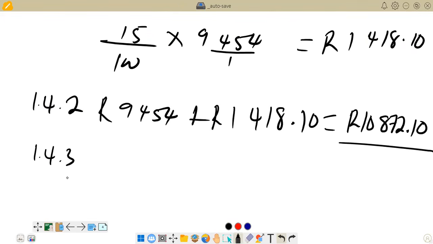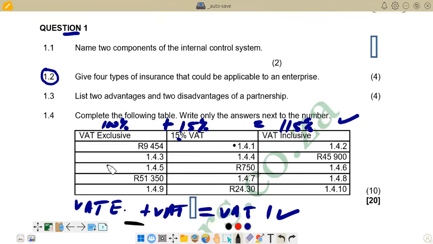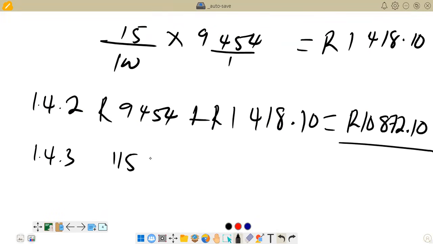Then we move on to the next one, which is 1.4.3. You can go and check the figures that we have there. 1.4.3 is here. So we have two unknowns here. This one and this one we are not given, but we are given this one. So for 1.4.3, we can use proportion. Remember, this is 100% and this is 150%. So the figure that we are given is for 150%. So we are saying 150% is equal to 45,900. What about 100%? So this is what we have there. The figure that we are looking for is 100, so this is the figure that we are going to calculate.